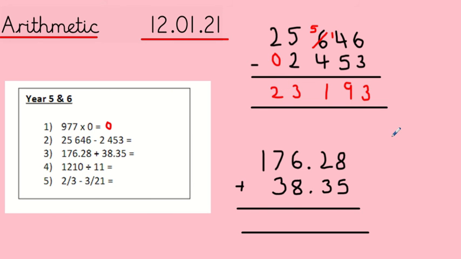Let's have a look at question 3. So you'll notice that these numbers have a decimal point in them. Therefore, we must make sure if we are to use the column method that we line up that decimal point accurately, that our tenths, hundredths, ones, tens and hundreds are lined up correctly. If we don't do this, we're going to get the wrong answer. Okay, let's have a look.